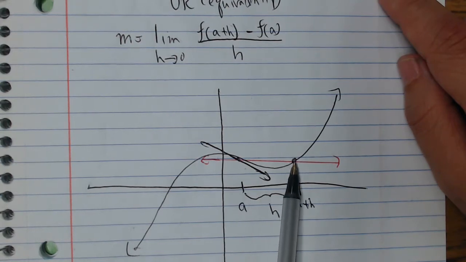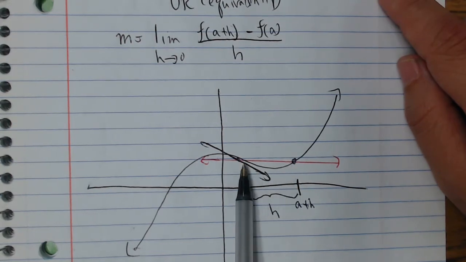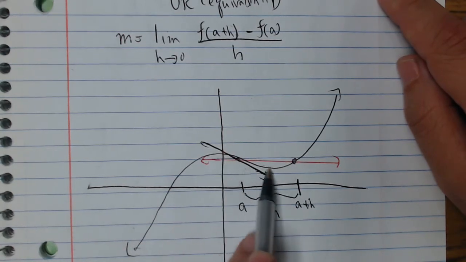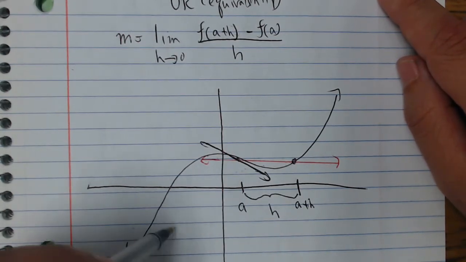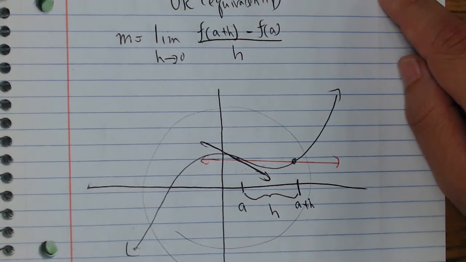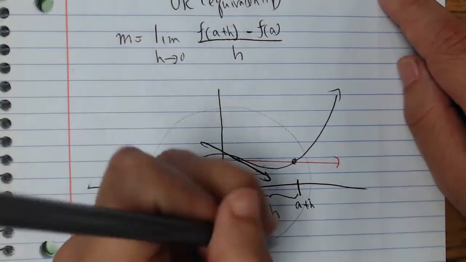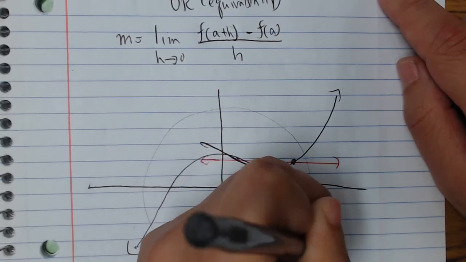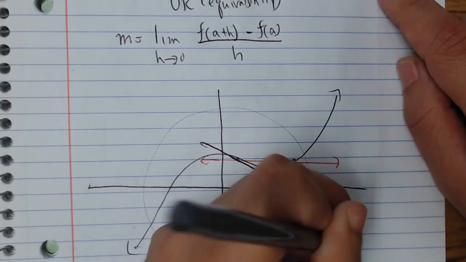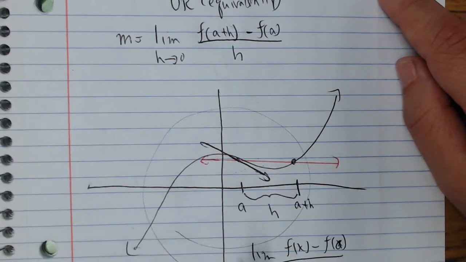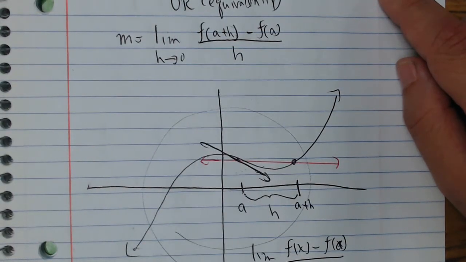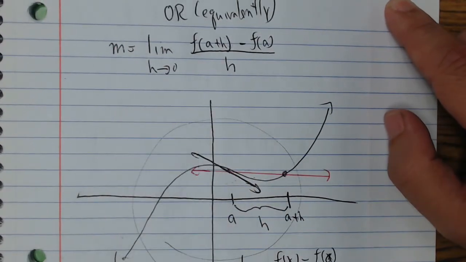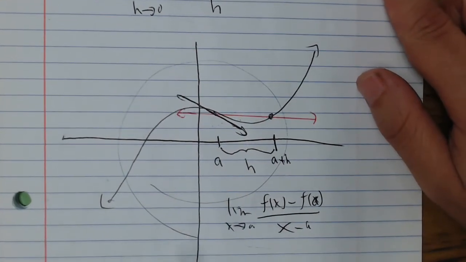And sure enough, as h goes closer and closer to 0, that means the distance between a plus h and a is decreasing. So this point is getting closer and closer to that point. And what does that mean? The slope of the secant is going to start approaching the slope of the tangent. So this does the same thing as the following: limit as x approaches a of f of x minus f of a over x minus a. This and this mean the same thing. This one is just more commonly used in calculus books as opposed to this one.